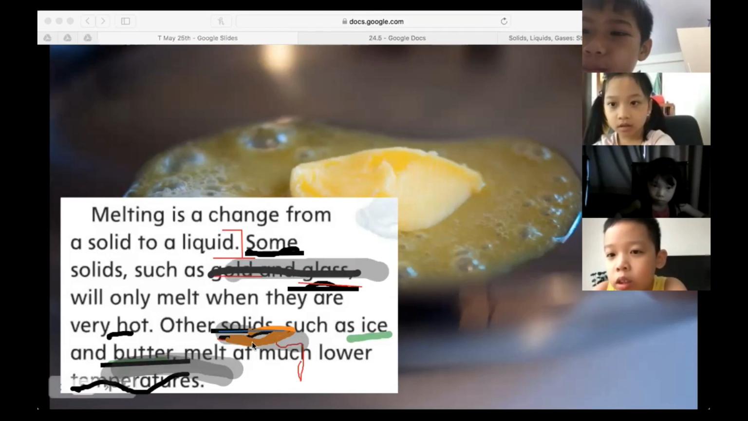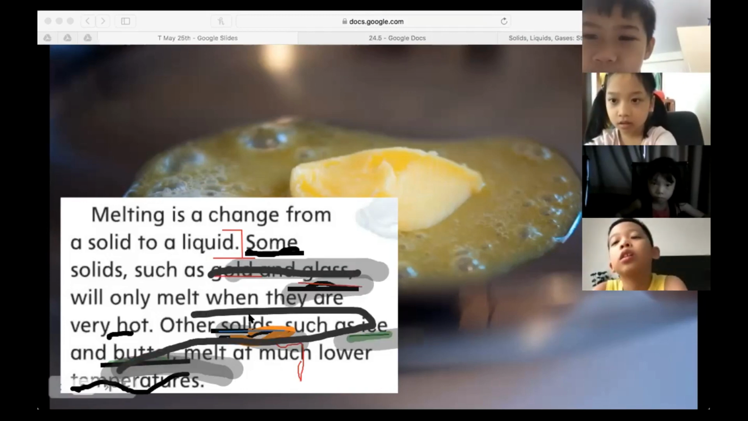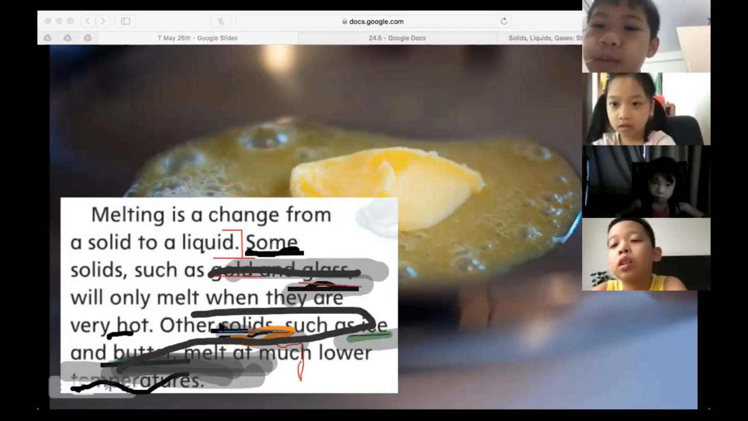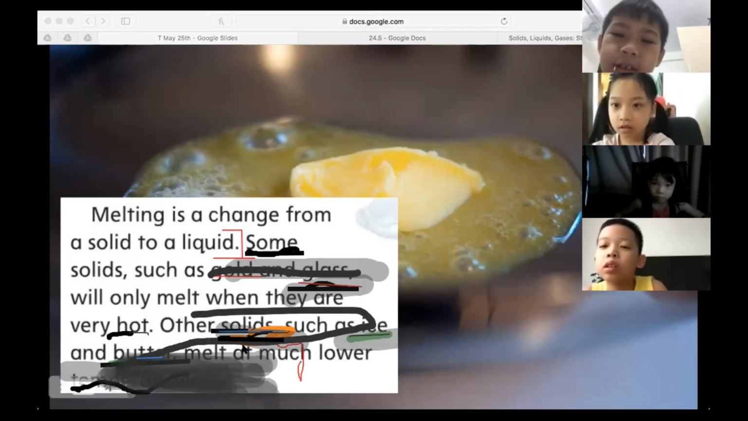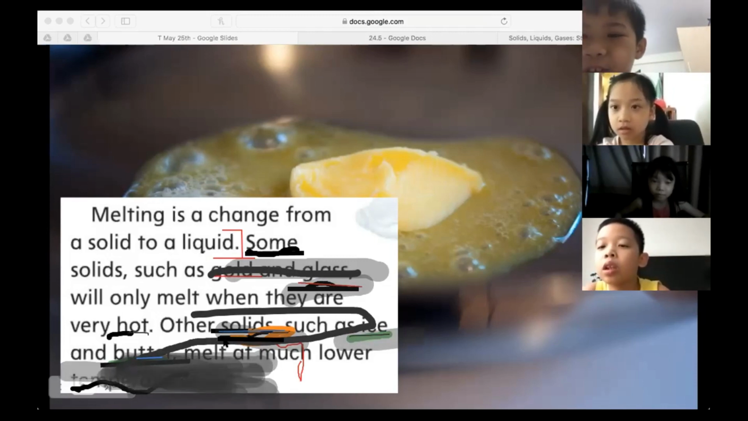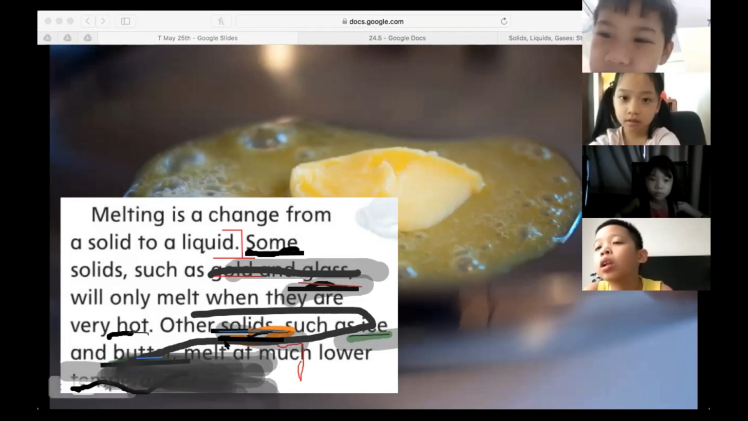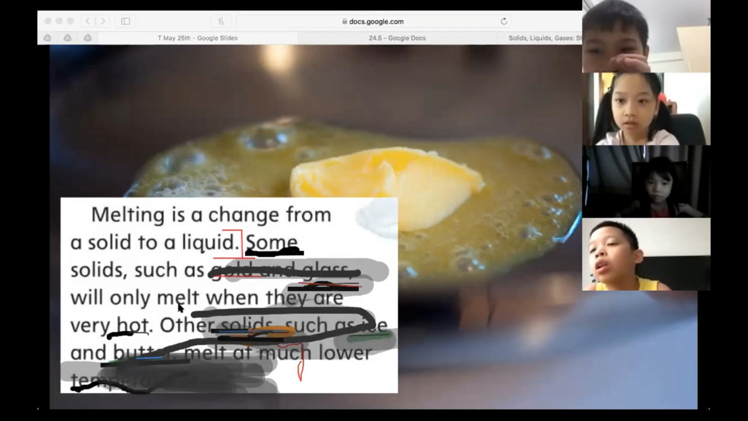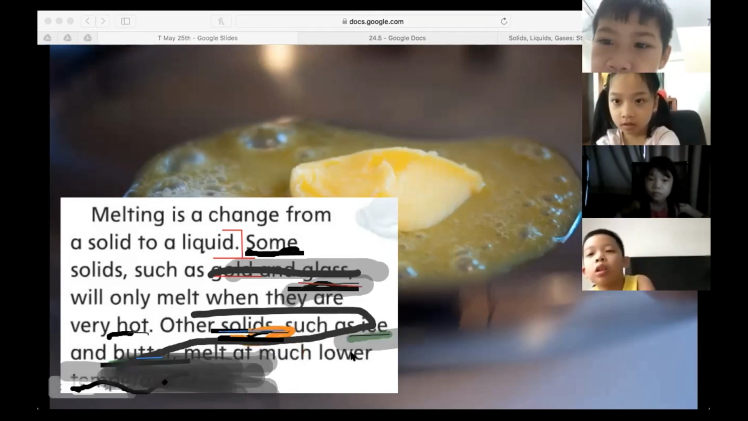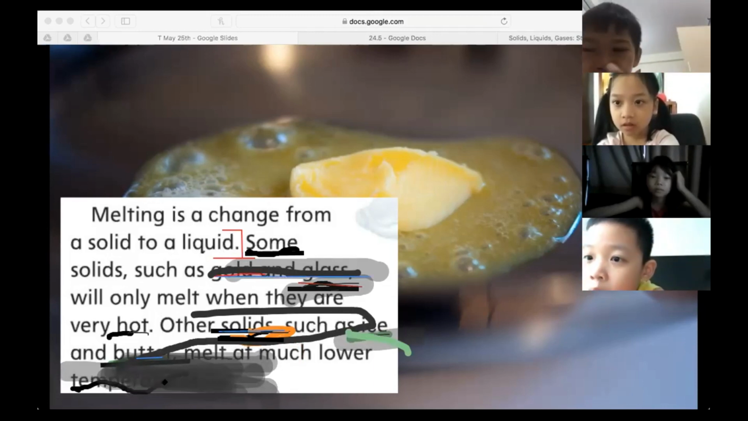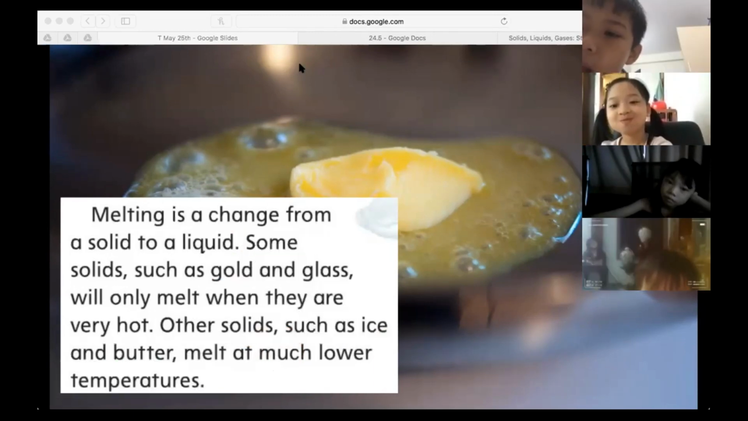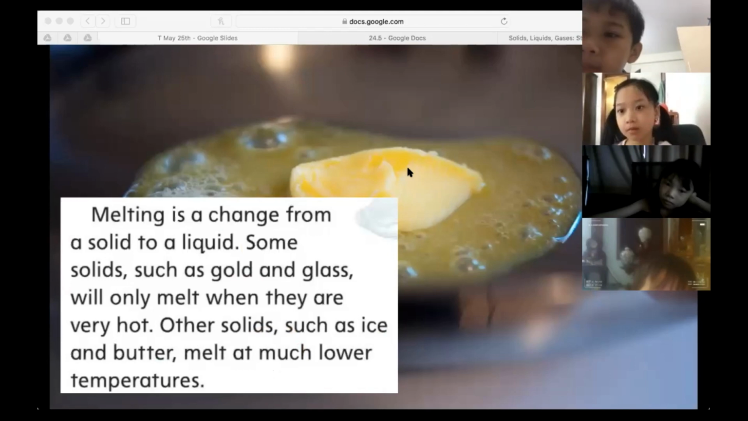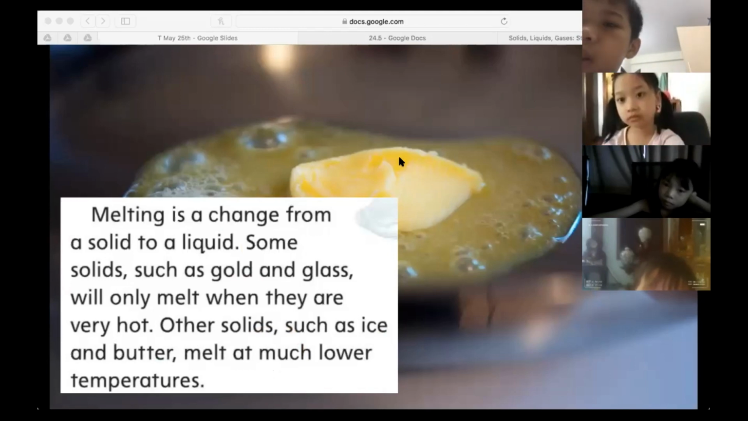All right, a lot of people are underlining the word solids. Why? Are solids a material? Solids are a state of matter. Glass, gold, ice, butter, they are all solids. Everyone take another look. Some solids, such as gold and glass, will only melt when they are very hot. Other solids, such as ice and butter, melt at much lower temperatures.